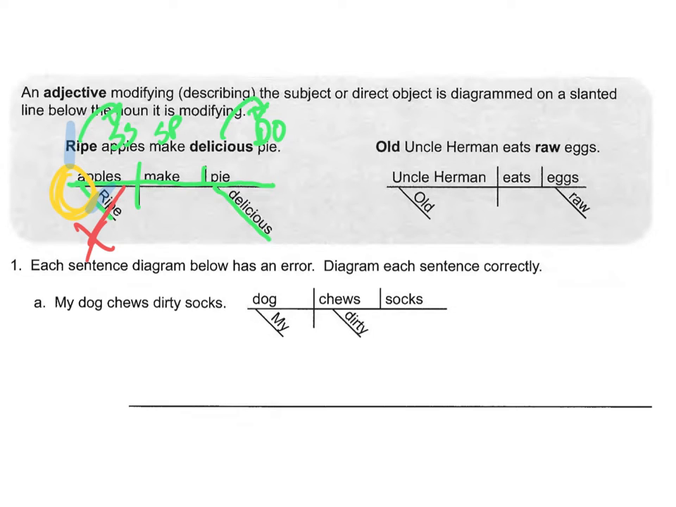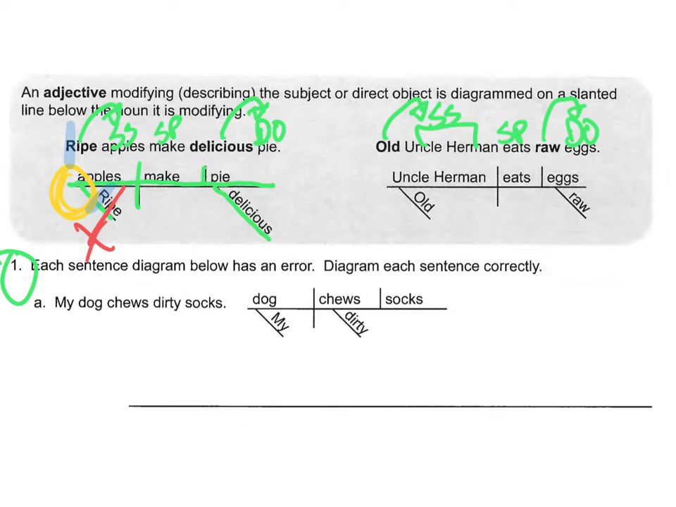Old Uncle Herman eats raw eggs. Who or what is this about? Uncle Herman is our simple subject. What does he do? He eats, simple predicate. What does he eat? Eggs, direct object. What kind of eggs? Raw eggs. Which uncle? Old uncle. So you can see it's diagrammed correctly, but you can also see how we break it down. On question 1A, 1B, 1C, the sentence is correct, but the diagram is wrong.